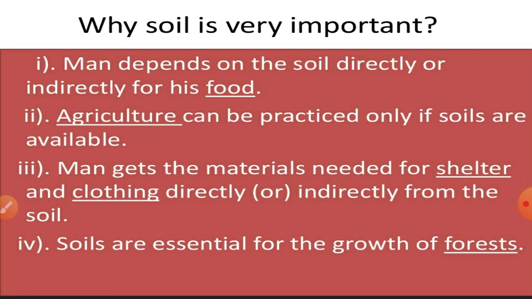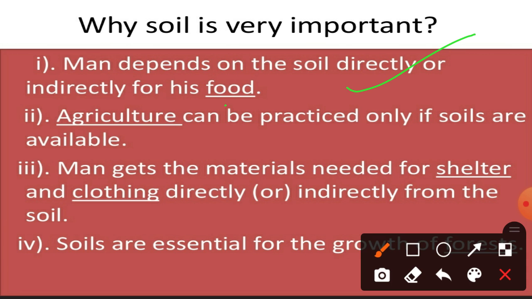Soil is very essential. As we know, without soil we can't survive. As you know, producers only produce in the soil, and without producers nobody can survive on the earth's surface. So soil is very essential. Soil is very important for the survival of all living creatures. Man depends on soil directly as well as indirectly for his food, because as I told you, producers produce the food and we human beings depend on the producers for meeting our food needs. So we depend directly or indirectly on the soil for getting food.